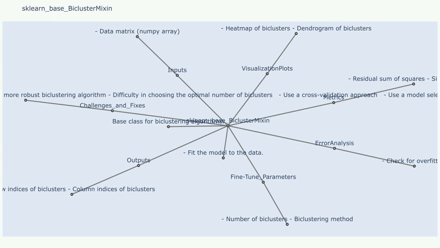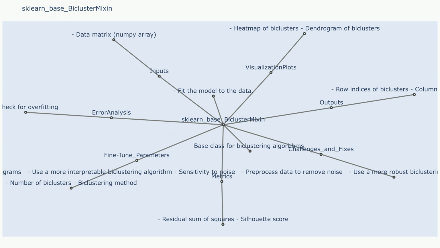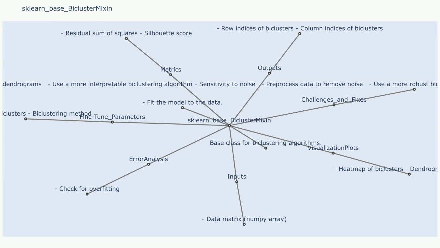Column labels: a 1D array of shape (n_features), indicating the labels or groups of each feature. It is optional and can be used to guide the biclustering process, aiming to find biclusters that are coherent with the given labels. Outputs: row labels: a 1D array of shape (n_samples), containing the bicluster assignment for each sample. Column labels: a 1D array of shape (n_features), containing the bicluster assignment for each feature.